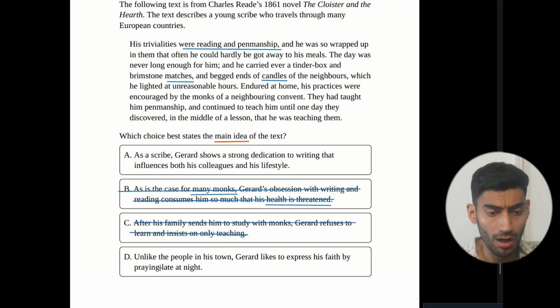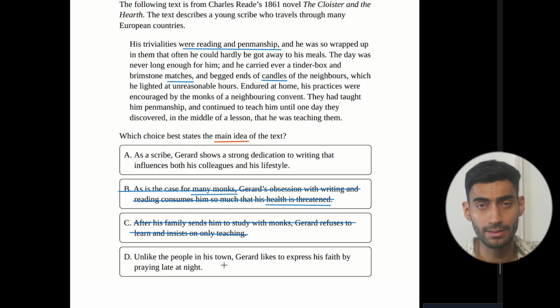D, unlike the people in his town, Gerard likes to express his faith by praying late at night. He got candles to read and write at night, but nobody talked about praying. Yeah, monks do pray, possibly, but there's no mention of him praying at night. So this is also clearly wrong.